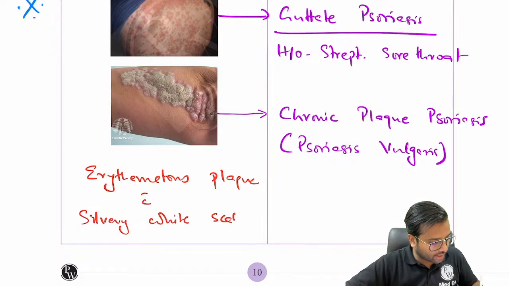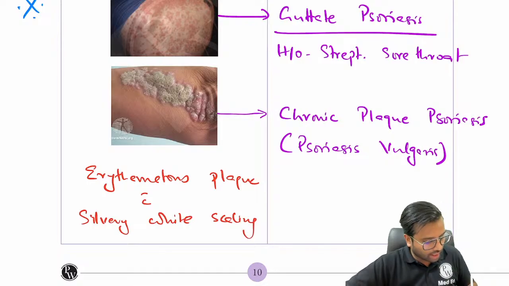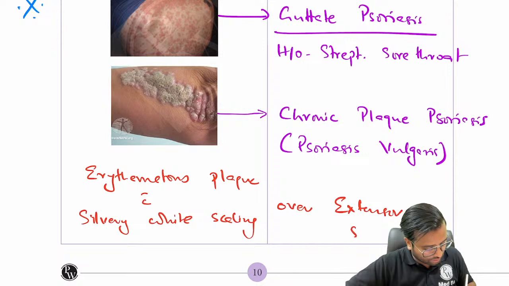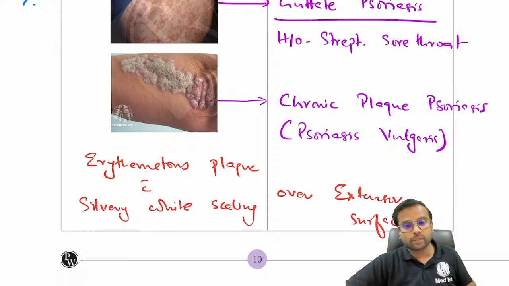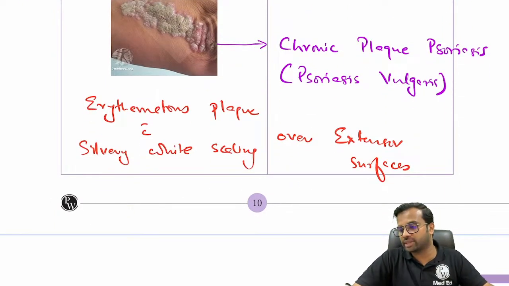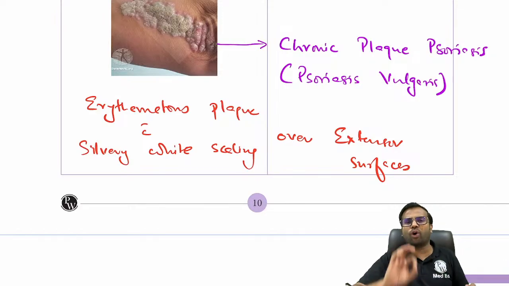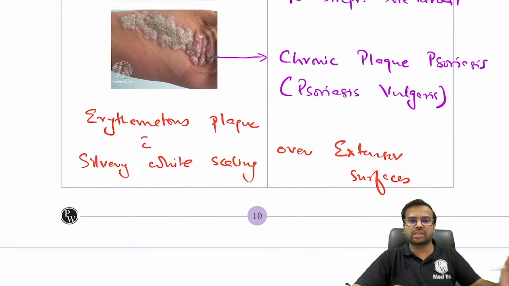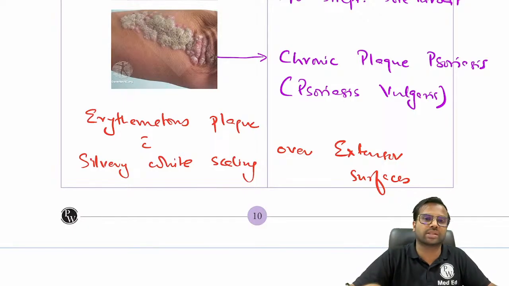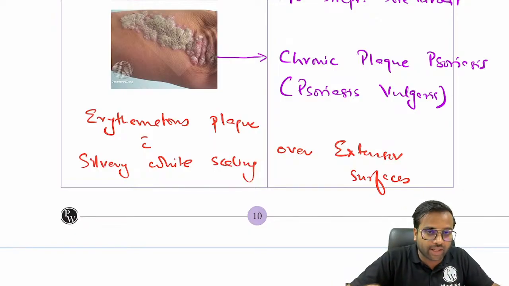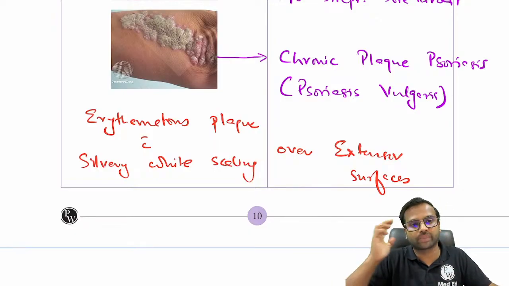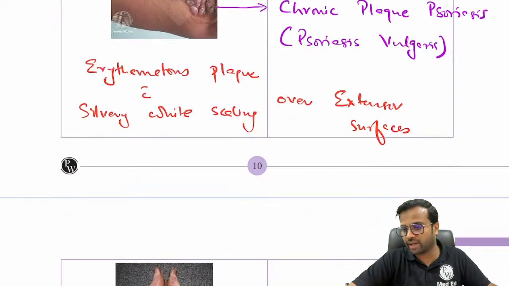Silvery white scaling. And this is seen over the extensor surfaces. So it is seen over the extensor surface, isn't it? So that is how you can see psoriasis. You all should remember this one, okay? Because psoriasis, 100% you're going to get a question from this topic. And whenever you see an erythematous plaque and silvery white scaling over extensor surface, think about psoriasis vulgaris.